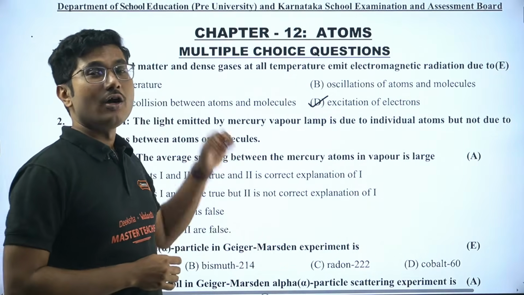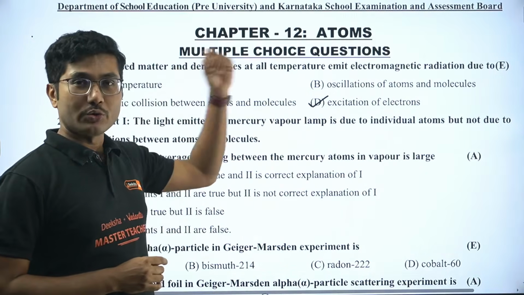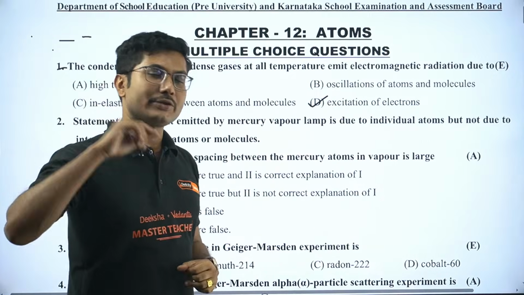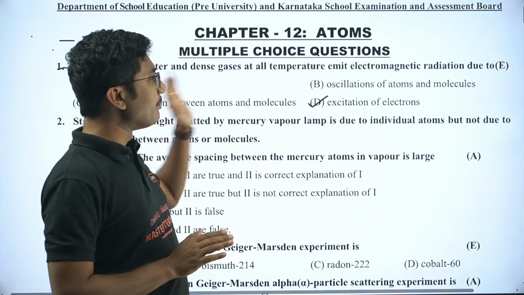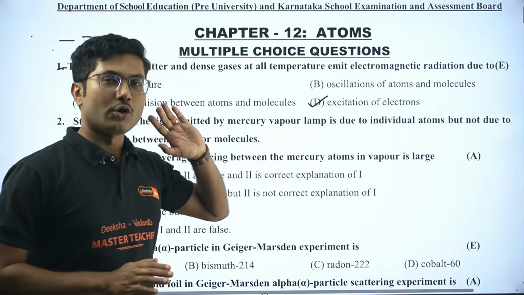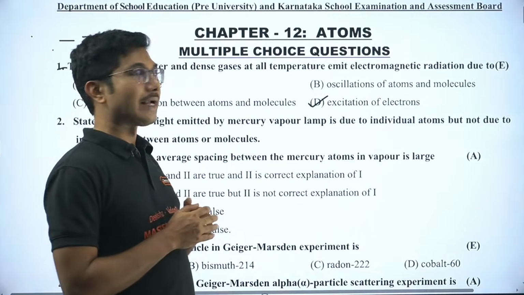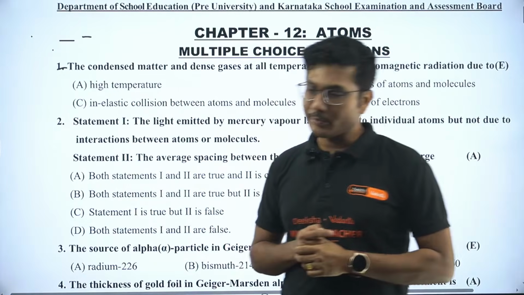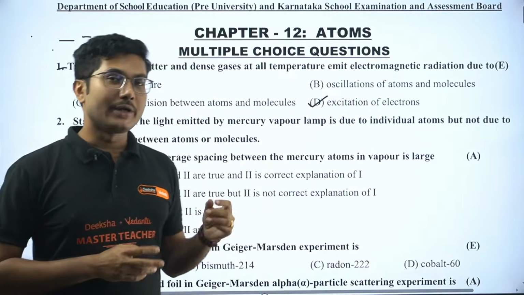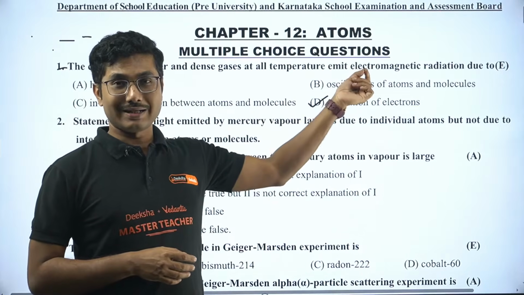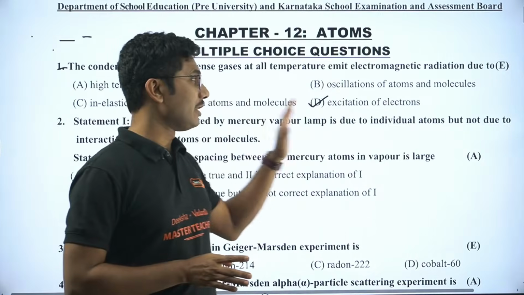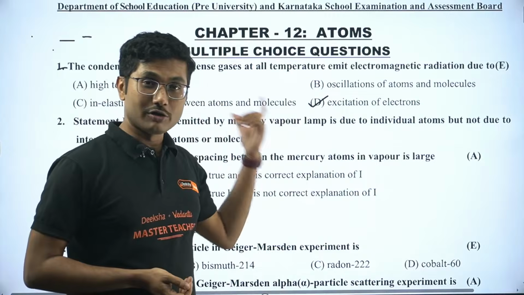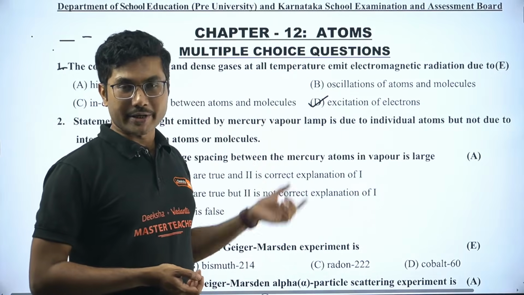Electrons get excited from their ground state, go to a higher energy state, and then come back to the ground state, giving rise to electromagnetic radiation. So it's simple excitation of electrons, not collision between the atoms. Collision between the atoms does not give rise to electromagnetic radiation. Electromagnetic radiation is produced only when an electron jumps from a higher energy state to a lower energy state. That is the only reason for obtaining electromagnetic radiation. This is also called the characteristic spectrum.